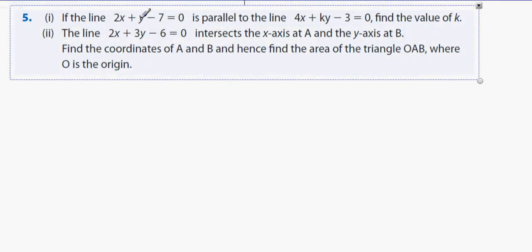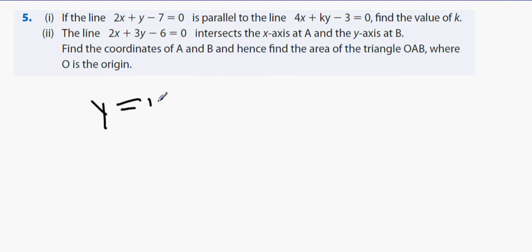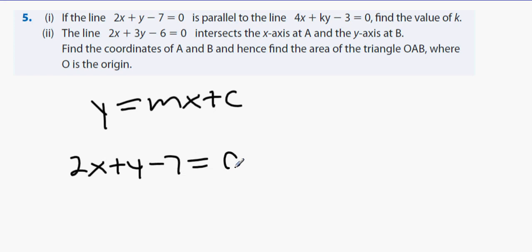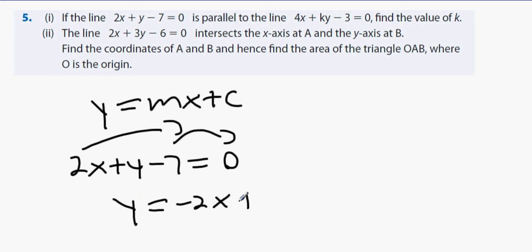If the line 2x plus y minus 7 equals 0 is parallel to the line 4x plus ky minus 3 equals 0, find the value of k. Now remember, they're parallel. When you're already given the equation of the line, we usually use y equals mx plus c. So you have 2x plus y minus 7 equals 0. Let's get the y on its own. So we move both these over one side, and we get y equals minus 2x plus 7.